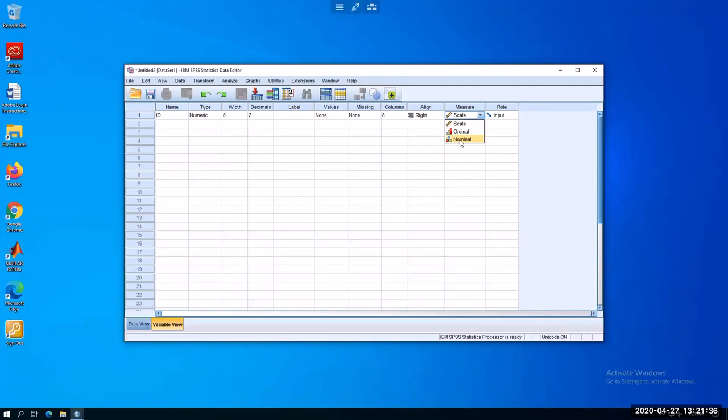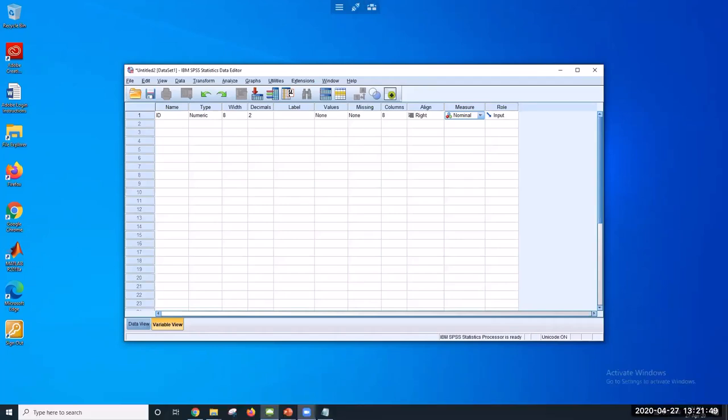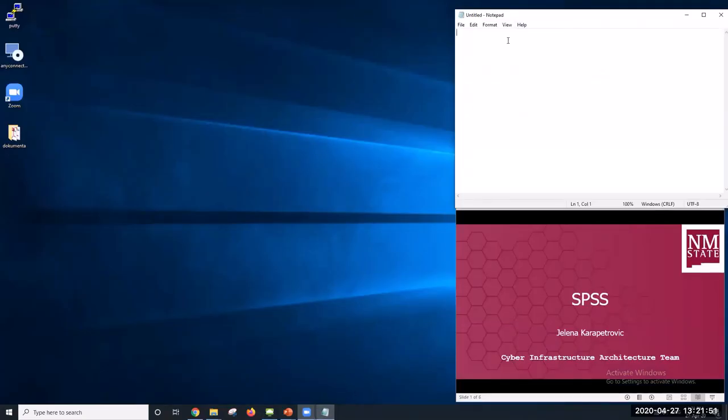This is how nominal variable looks like. And its values usually represent categories. So let's go here. Okay.